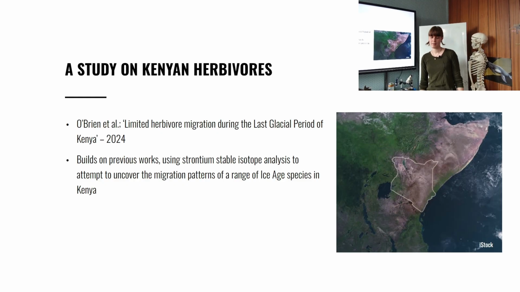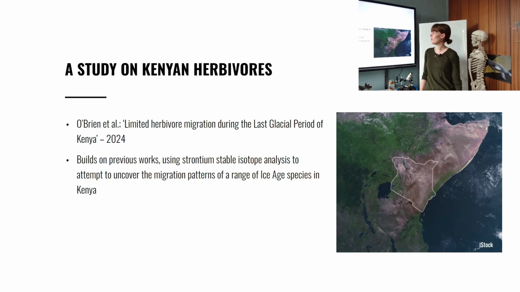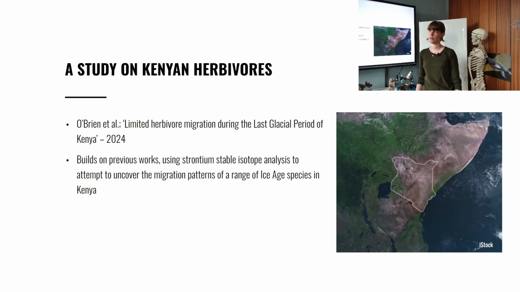So the research paper was by O'Brien et al., and it was on limited herbivore migration during the last glacial period of Kenya. So it's set in Eastern Africa. And it builds on previous works using strontium stable isotope analysis. And it's quite a new thing. It's used quite a lot in Europe and North America, but this study is unique in the fact that it's moving into Africa and doing more of that there.